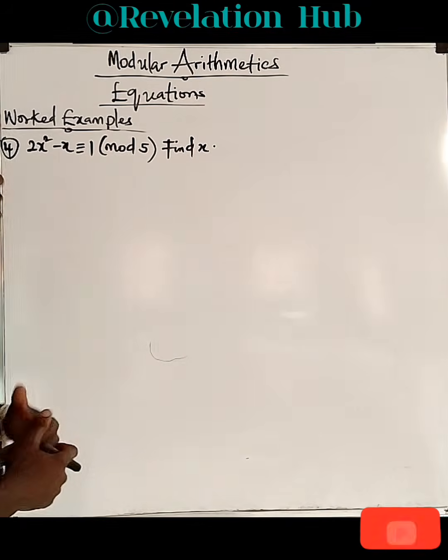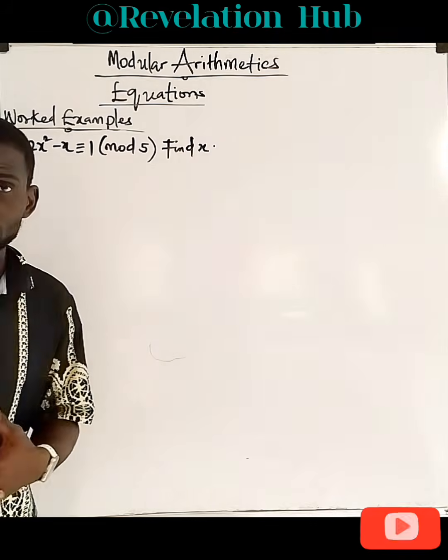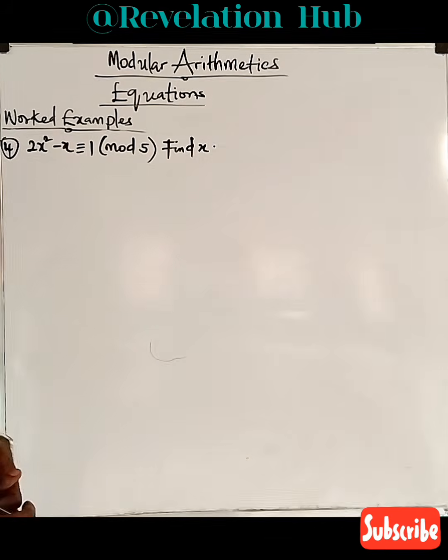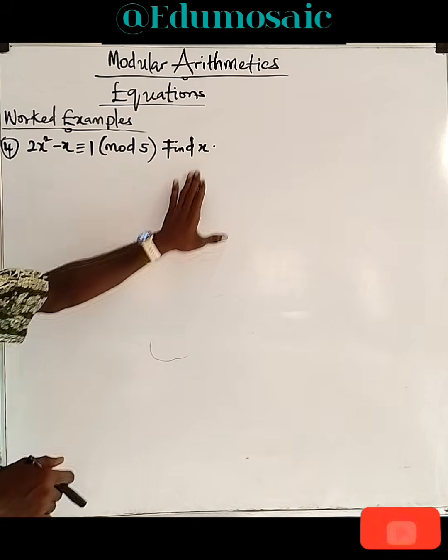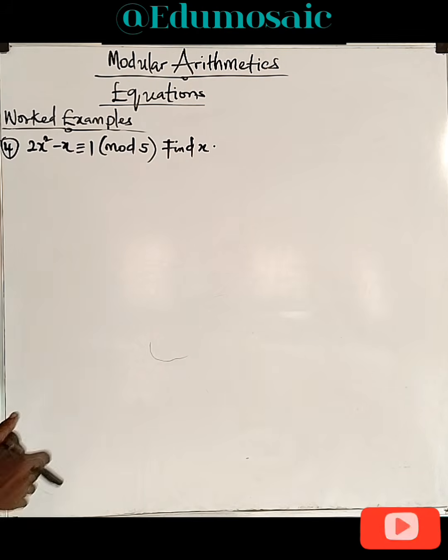If you have the basic knowledge of how to factorize or how to solve for the values of x in quadratic equation, you will not have a problem with this. So 2x squared minus x is equivalent to 1 in modulo 5. We are asked to solve for the value of x, or for the values of x. So what are we going to do?